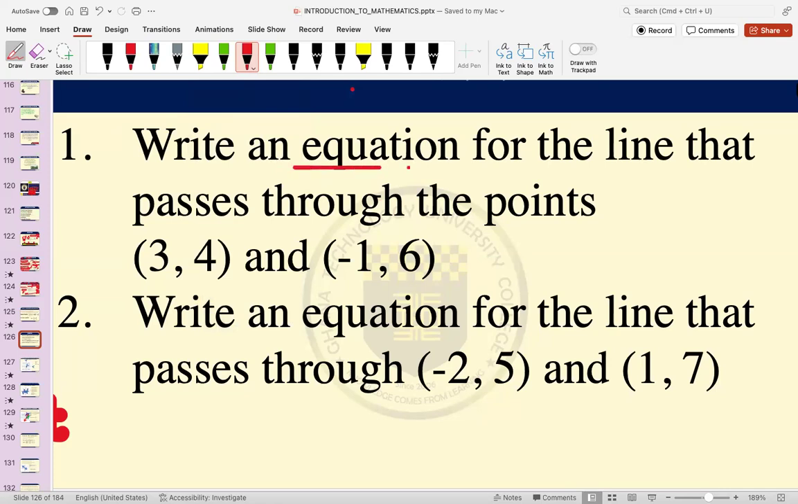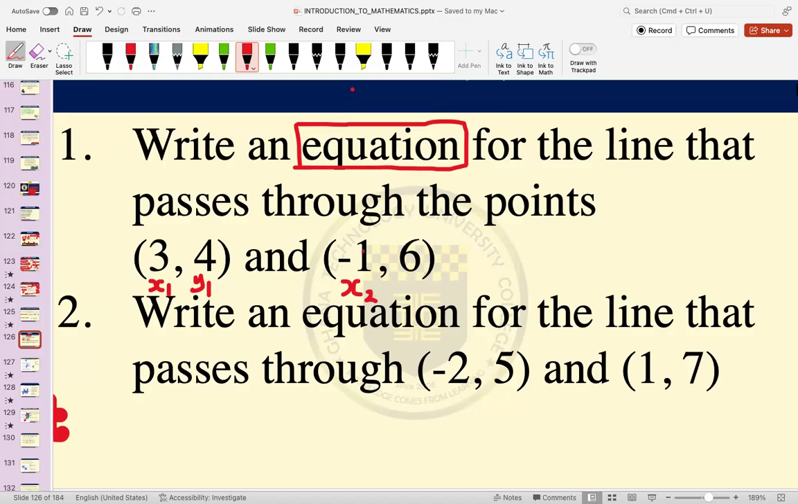Write an equation for the line that passes through the points. So the first point, 3, 4, means that x1, the first point of x, which is called x1, is 3. Then the first point of y, which is 4, is also called y1. And then when you come here, another point. So this is a second point. So second point of x is x2.